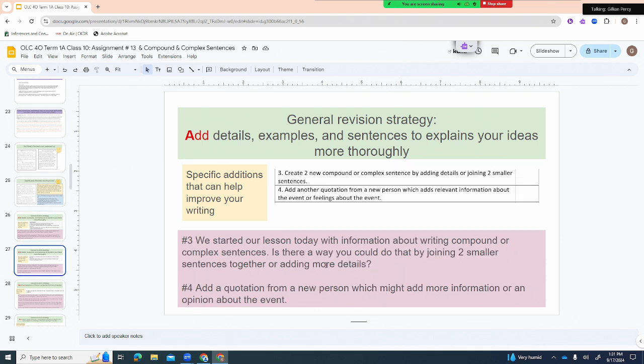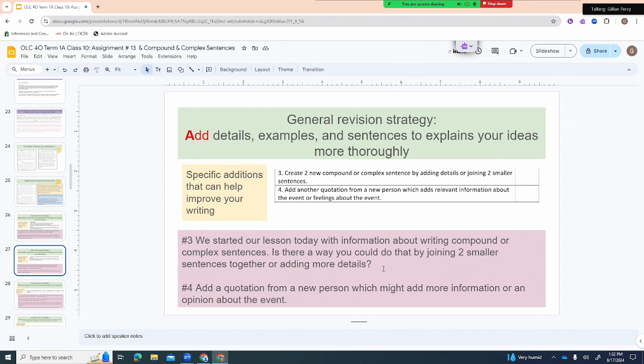Okay, number 3, we spent the first 10-15 minutes talking about how to write a compound or a complex sentence. Take a look at what you've written so far and see, is there a way that you could join 2 smaller sentences, or add more information that would create a compound or a complex sentence? Number 4, you can add a quotation from a new person. This is a really good idea.